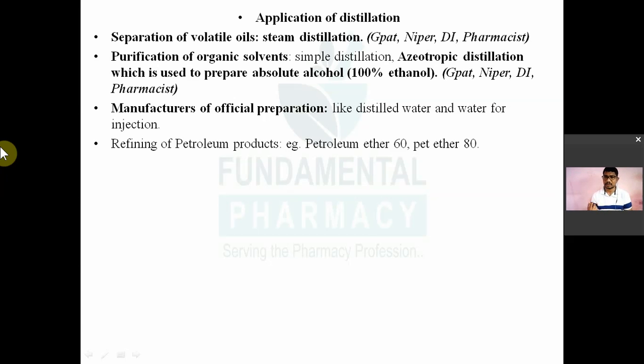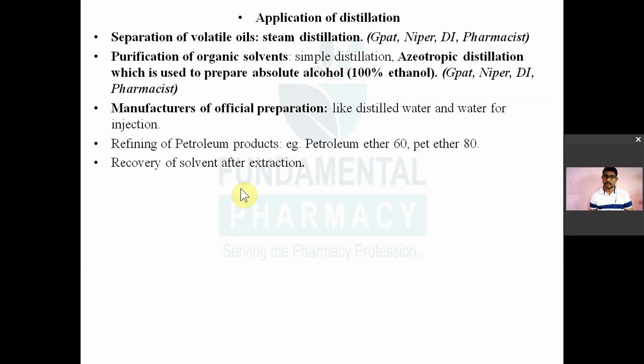Again, further purification and further separation, you will get diesel. Okay, and after further purification, you will get petroleum ether. Further purification, you will get petrol, and further purification, you will get natural gas. That means refining of petroleum products. So from crude oil you are getting grease, then jet fuel, then kerosene, then diesel, then petroleum ether, then petrol, and then finally natural gas. This distillation is again used for refining the petroleum products.